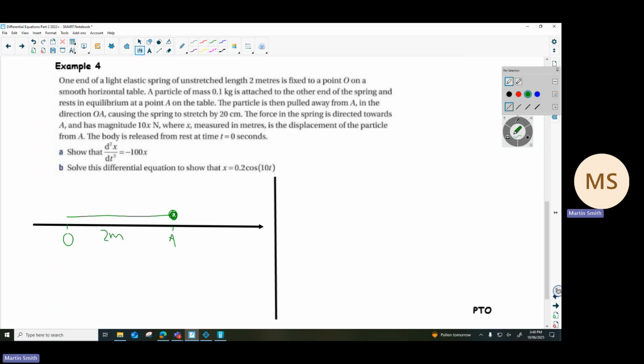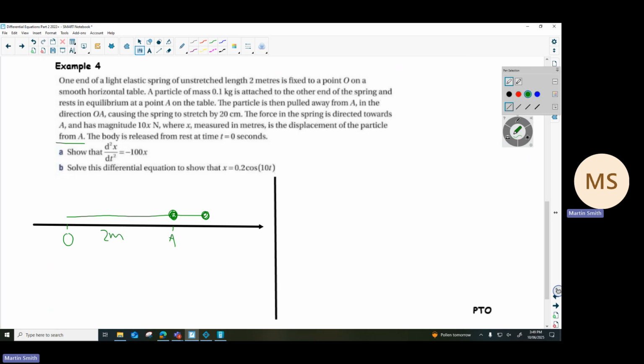The particle is then pulled away from A, causing the string to stretch by 20 centimeters, so it's pulled away from here. The force in the string is directed towards A and has a magnitude of 10x, where x, in meters, is the displacement of the particle from A. The body is released at rest at time t is 0 seconds.